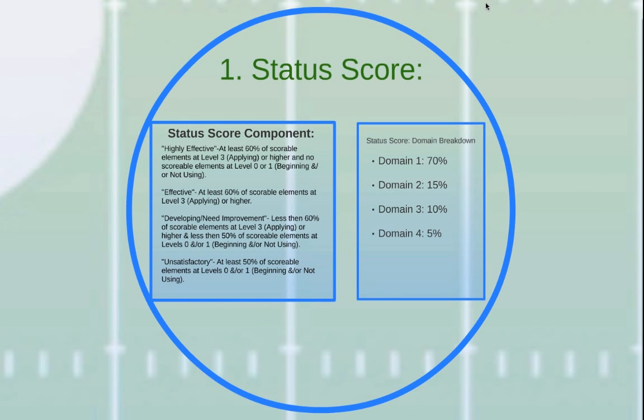Hello, this video is a walkthrough on how the status score will be calculated this year.